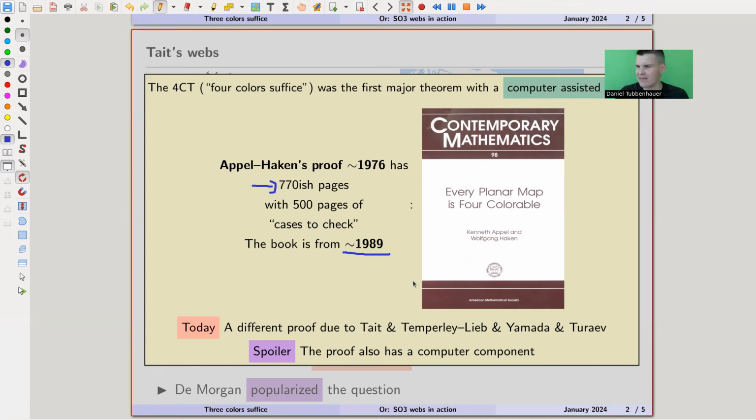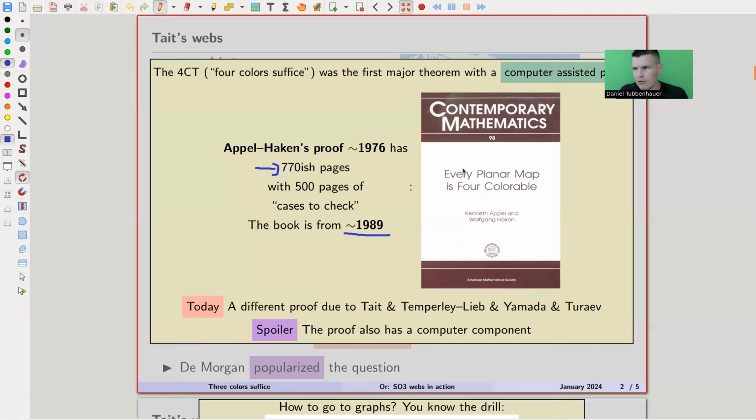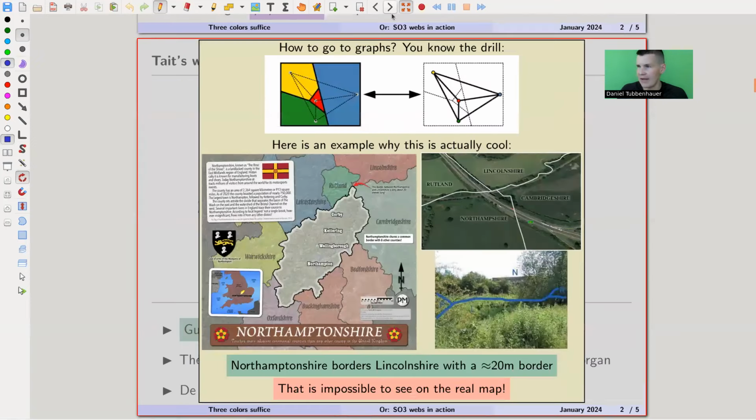Essentially, what it does is instead of having like 1,000 cases, like in the Appel-Haken proof, I have more cases, like 30,000, but I have some question that is somewhat easier to check. So more cases, but an easier check. But still, 30,000 cases is just too much to do by hand. Before we go to the alternative proof, let me just tell you what mathematicians did.